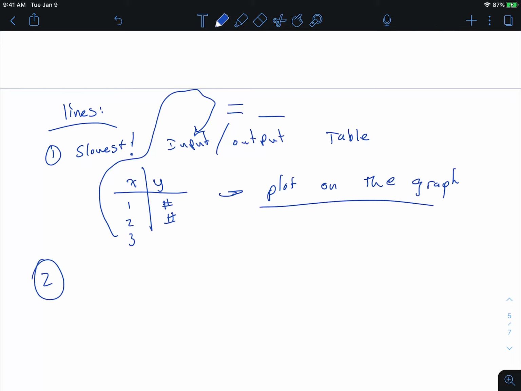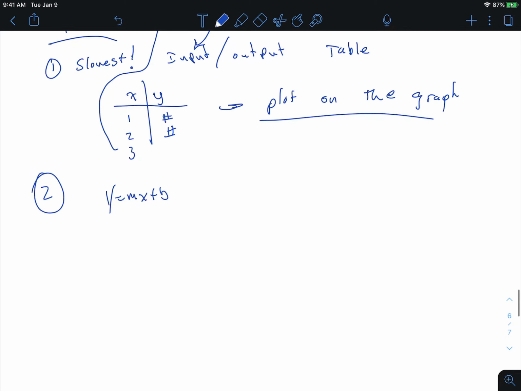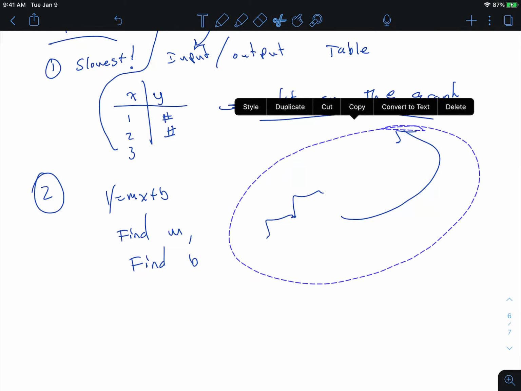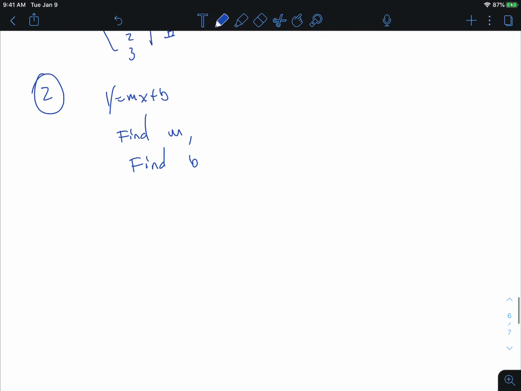The second way is y equals mx plus b. That's what we just finished doing, where you find m and find b, and then use your step pattern or whatever to graph it. That's the second way. It's a little bit quicker than this, but still not the most efficient way to get your answer. That's what we're going to show you now. The third way, when we're dealing with lines.